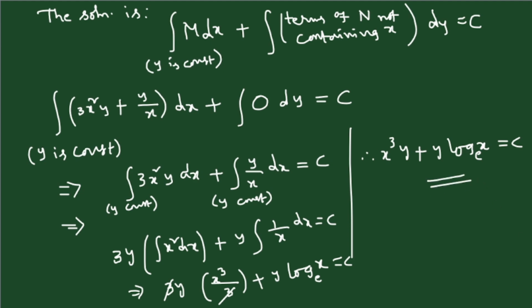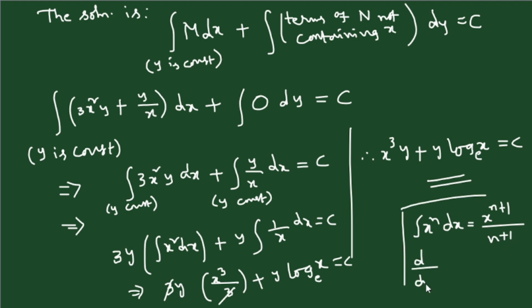Okay. So you should remember these two formulas here. Integral x power n dx is x power n plus 1 by n plus 1. And derivative of x power n is n into x power n minus 1.